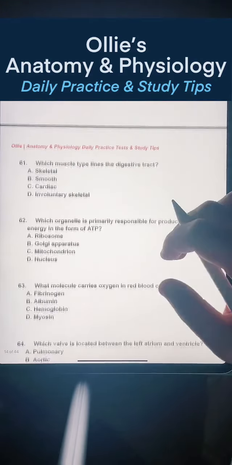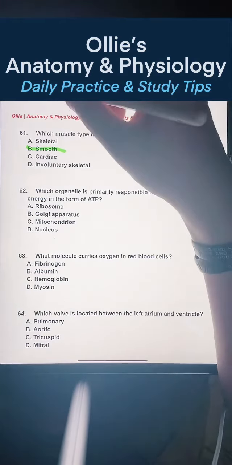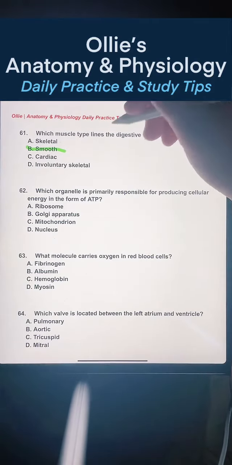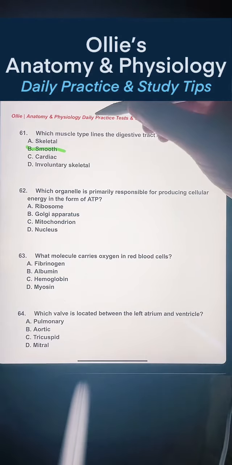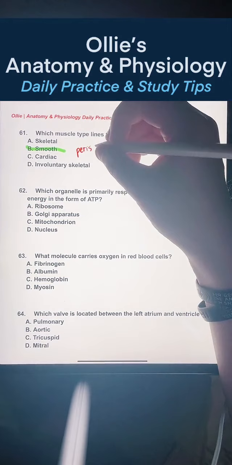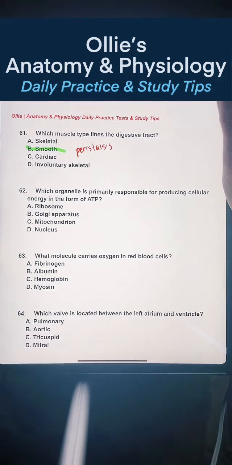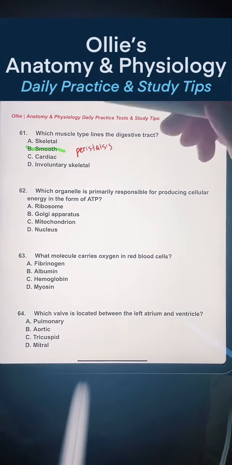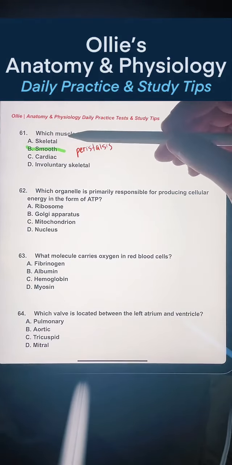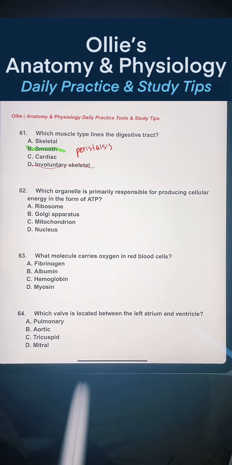But 61, the answer is B. It is smooth. Smooth muscles line the organs like the intestines. The smooth muscle is what's going to allow for peristalsis. Skeletal, again, that's our muscles. Cardiac is found in our heart. Involuntary. Number 62, which organelle is primarily responsible for producing cellular energy in the form of ATP?